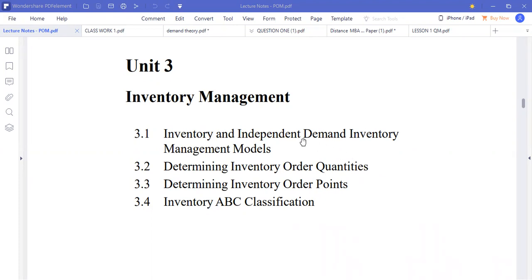For the first one, model 1, which is the purchasing model. Then we also have model 2, which is the production model. And then model 3, which is the discount model. So we have to get into details where we look at determining inventory order quantities, which is the EOQs. Find the EOQ, which is economic order quantity. And then we also find determining the inventory order points. And then the last one is inventory ABC classification.